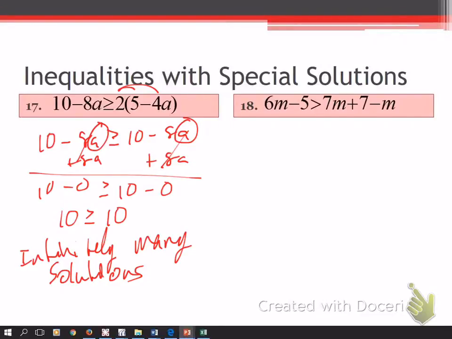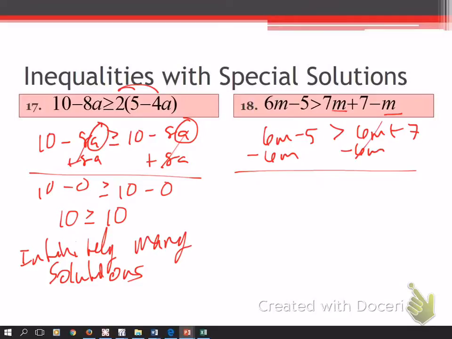Good. Now compare that to this next guy, where when I combine like terms here, I get 6m minus 5 is greater than 6m plus 7. Just add the 7m and negative m. Then when I subtract 6m, again that adds to 0, and so I get 7. Adds to 0, I get negative 5. Now I get a statement that says negative 5 is greater than 7. Well, negative 5 is not greater than 7.